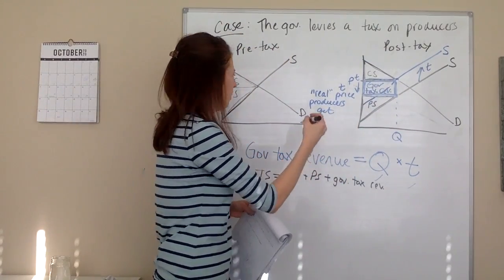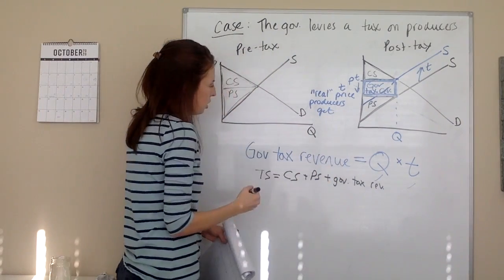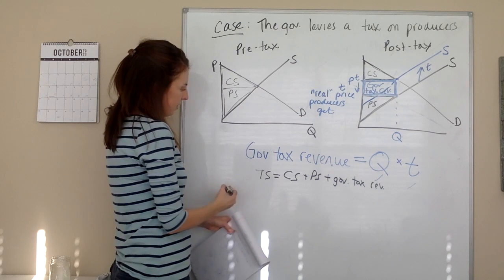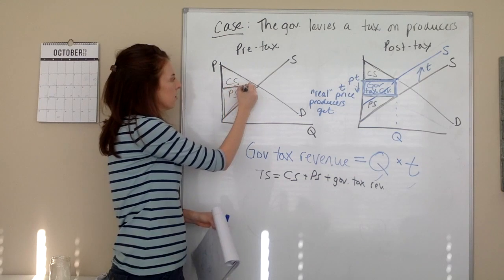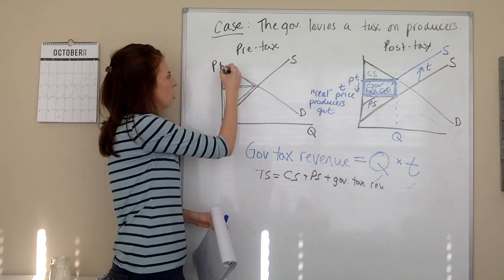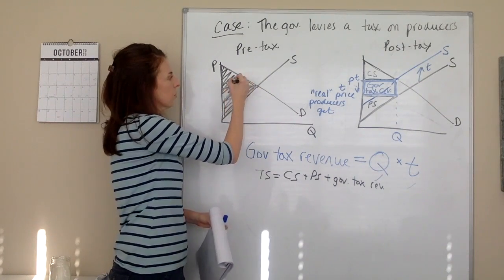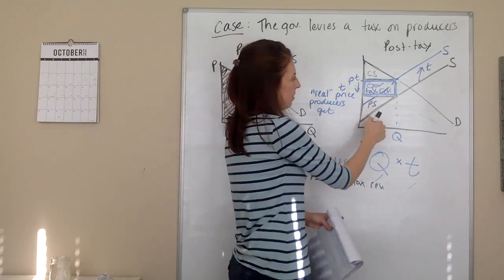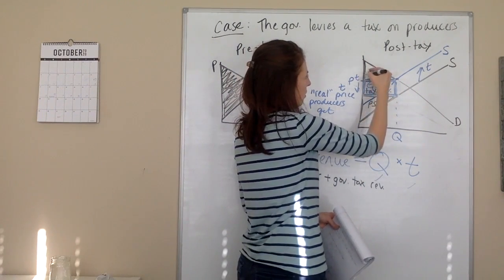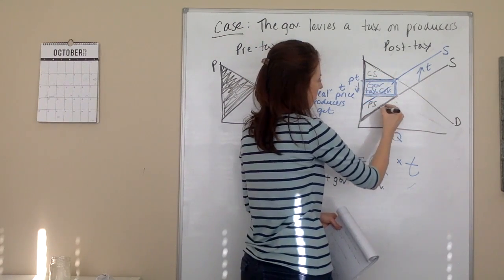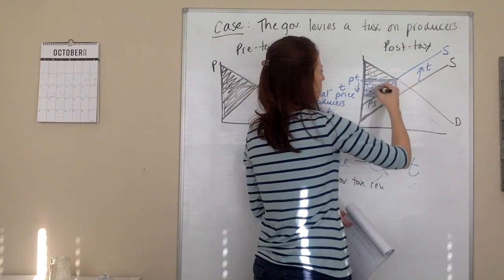Okay, so let me do a head-to-head comparison between a world with no taxes and a world with taxes. In a world with no taxes, consumers get this, producers get this. Total surplus is this whole triangle. In a world with taxes, consumers get this, government gets this, producers get this. So that means total surplus is the area of this whole weird shape here.